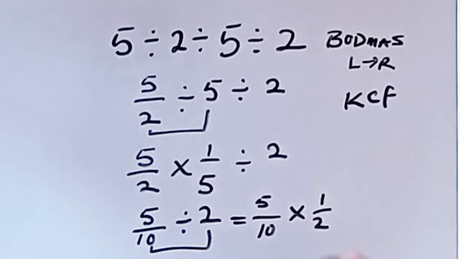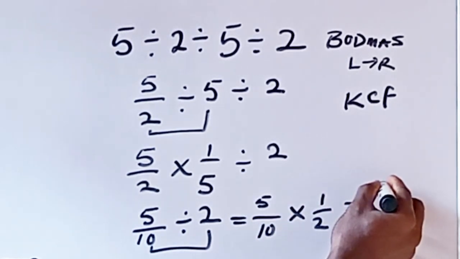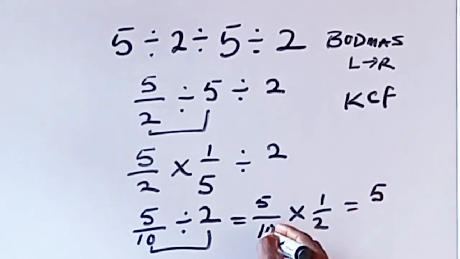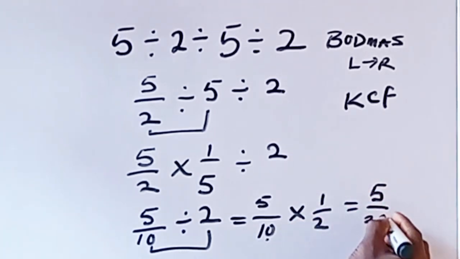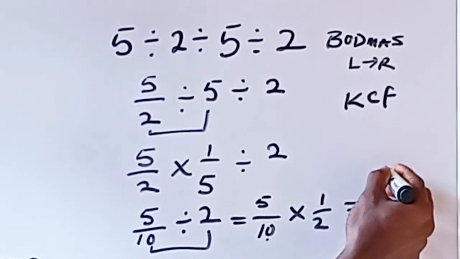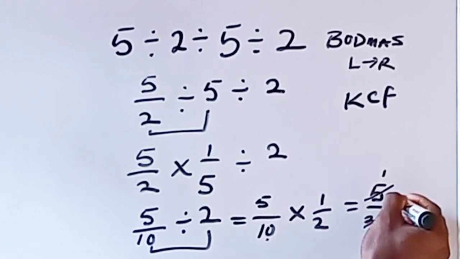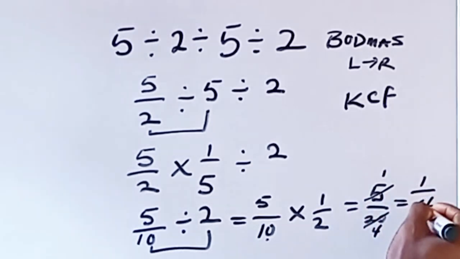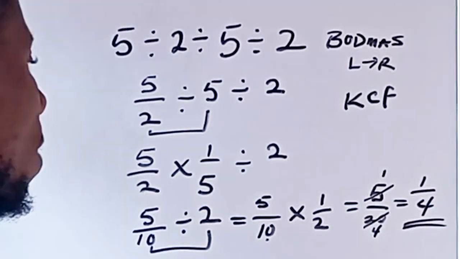5 times 1 is equal to 5. 10 times 2 will give us 20. 5 over 20 simplifies: 5 divided by 5 is 1, and 20 divided by 5 is 4. So our answer is 1 over 4. This is the final answer.